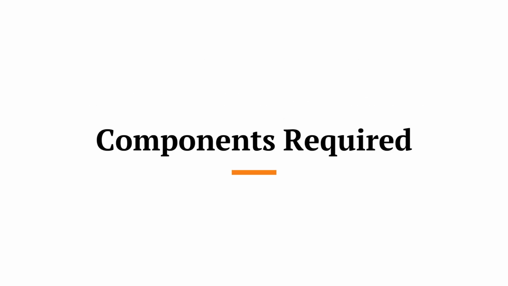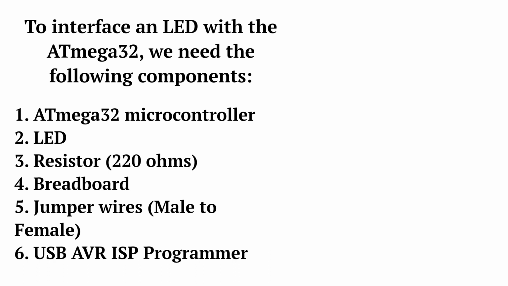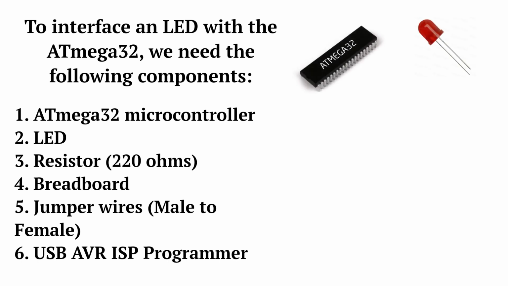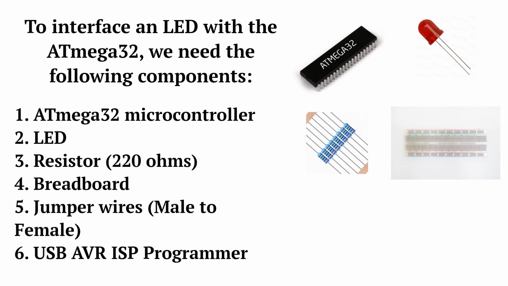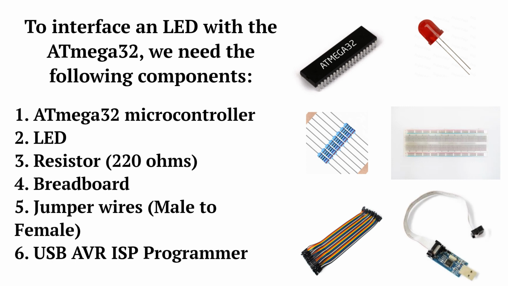Components required. To interface an LED with the ATmega32, we need the following components. 1. ATmega32 microcontroller. 2. LED. 3. Resistor, 220 ohms. 4. Breadboard. 5. Jumper wires, male to female. 6. USB AVR ISP programmer.